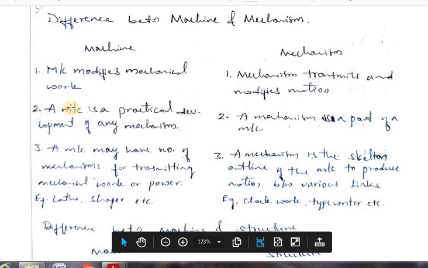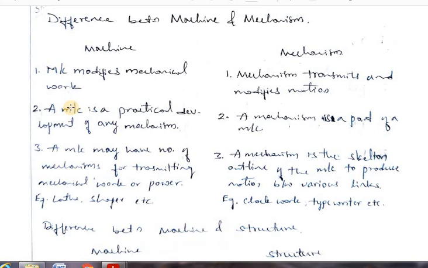Next we'll have a look into the difference between machine and mechanism, and in a few of the examinations these differences have also been asked. So let us see what the main difference between the machine and mechanism is. The first one is machine modifies mechanical work. That is, machines are used for converting a source of power into useful work, whereas mechanism transmits and modifies the motion.